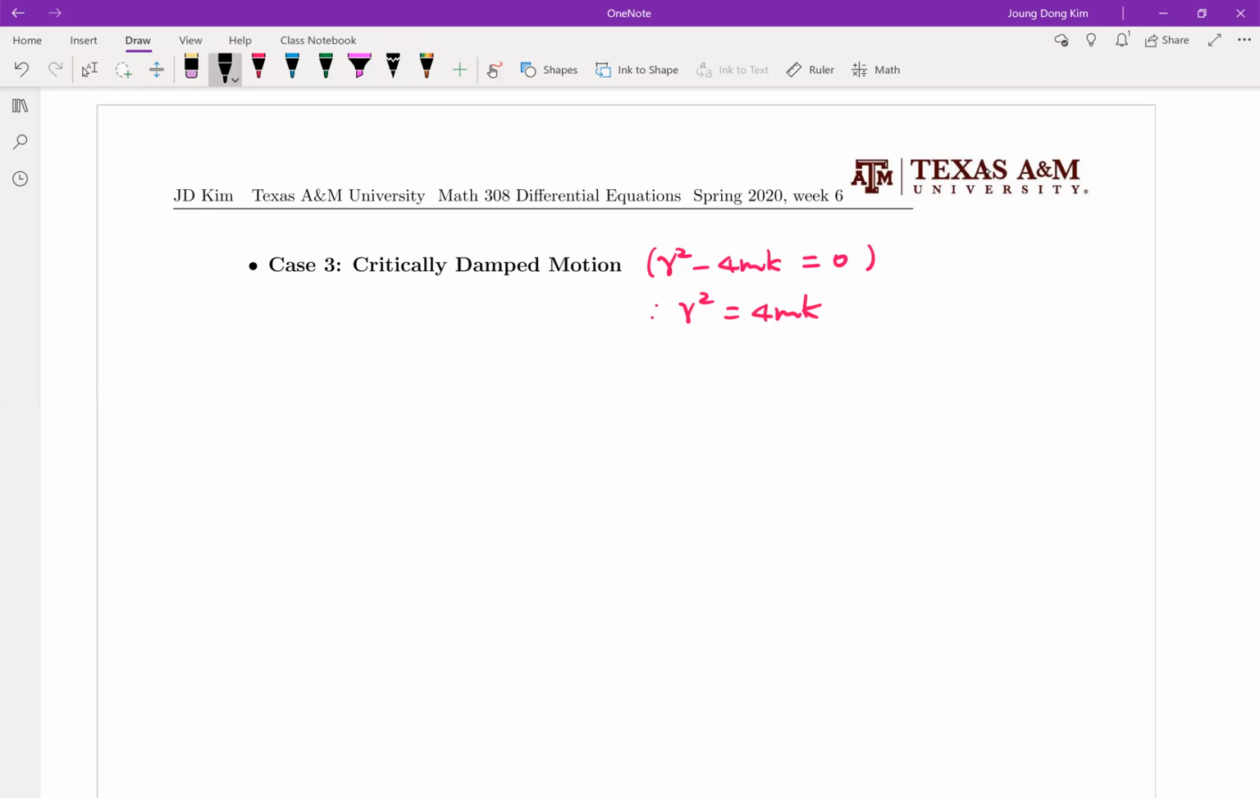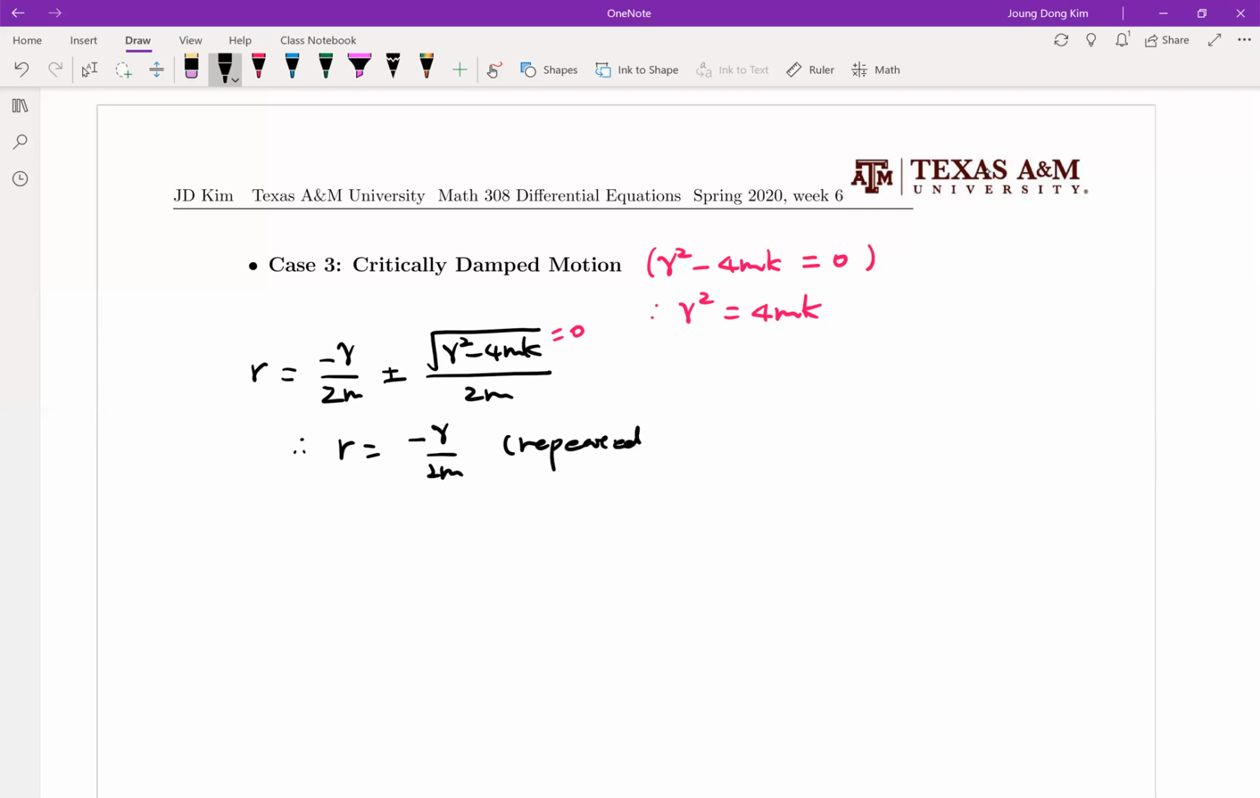Let me rewrite this, it makes things much easier. Not the general solution, but the solution for the characteristic equation. It was r equals minus gamma over 2m plus or minus the square root of gamma squared minus 4mk, over 2m, right? And we are talking about the case where the square root part is equal to 0. Then you have a repeated solution, right?